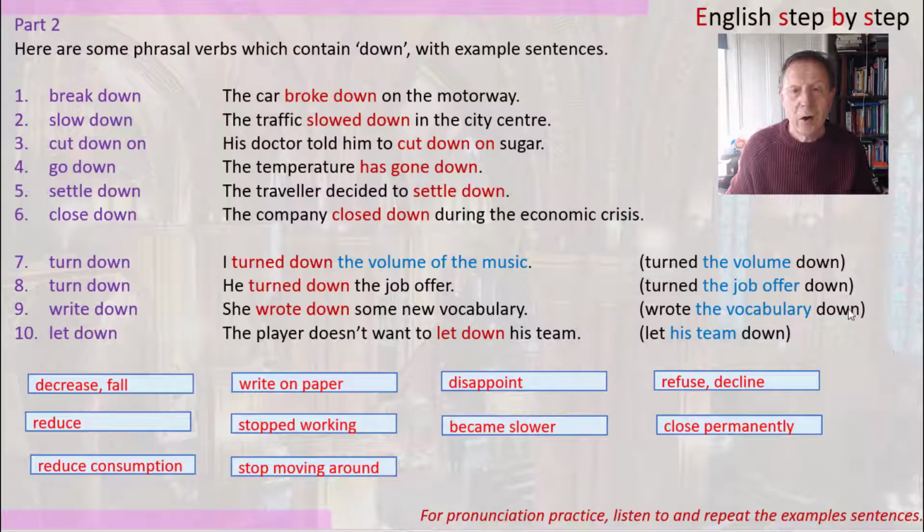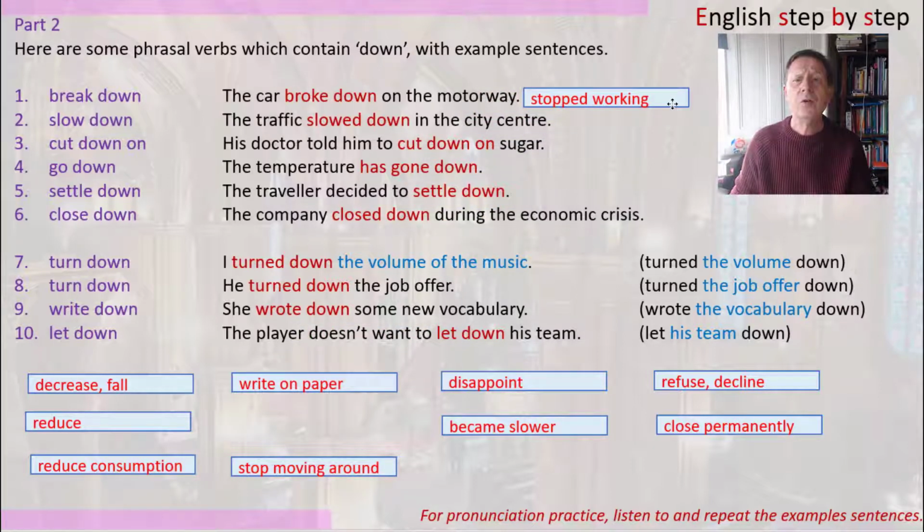So let's just check our understanding of these phrasal verbs. Number one, the car broke down on the motorway, and in this case it would be stop working. If you want to put it into other words, you could say stopped working. Number two, the traffic slowed down in the city centre, and in this case it became slower.